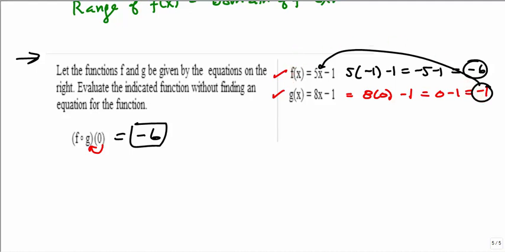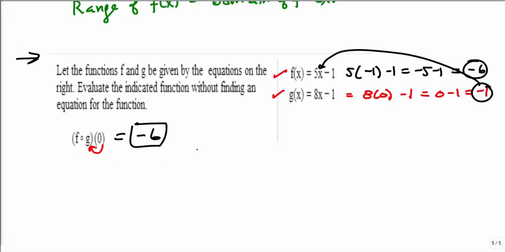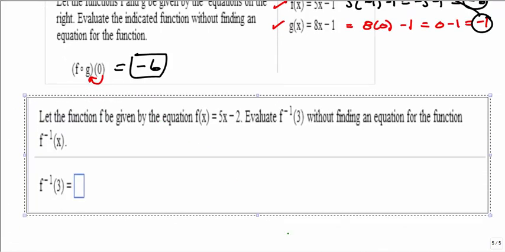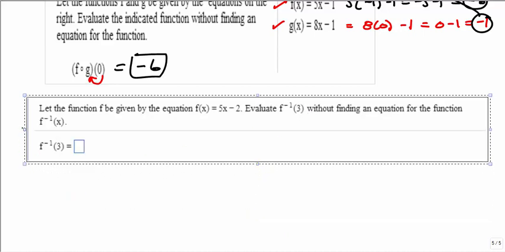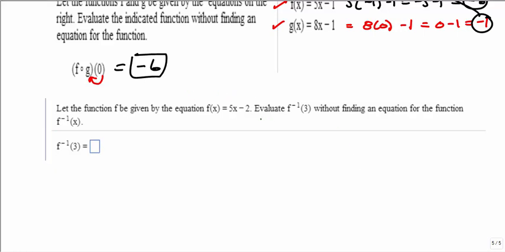Okay, let's look at another example that you'll see in this section as well. In this one, we're going to be using the inverse notation, so it's going to look a little bit different. Okay, so for this one, let's go ahead and read through it. It says, let the function f be given by f of x equals 5x minus 2, and it says evaluate f inverse of 3 without finding an equation for the function. So they want to know what f inverse of 3 is.